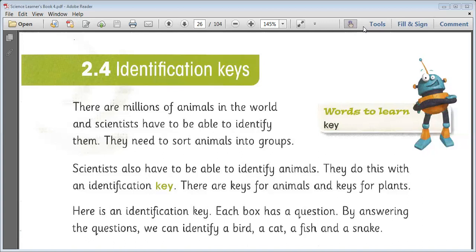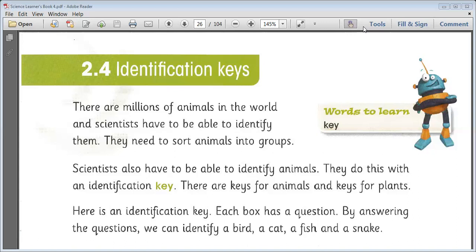Okay, here are the identification keys. Let's see. What is the meaning of key, boys? Let me explain. A key is a series of questions that allow you to name animals or plants. There are millions of animals in the world, and scientists have to be able to identify them.